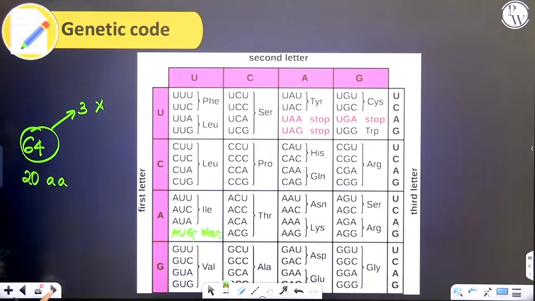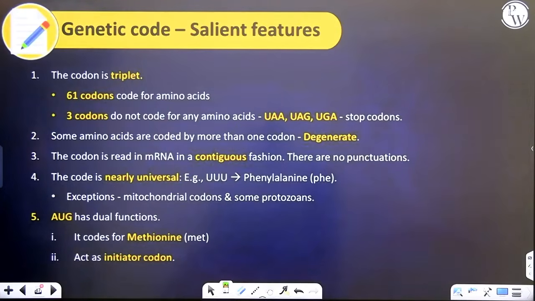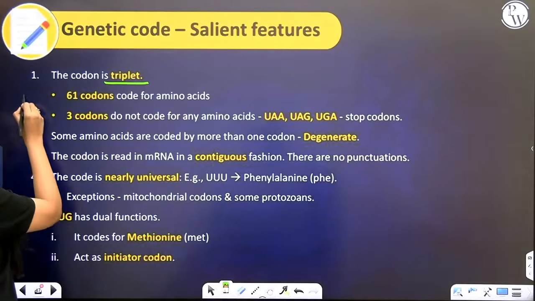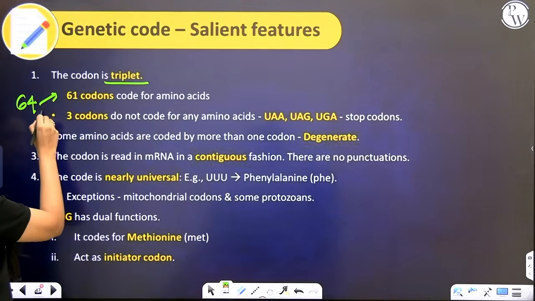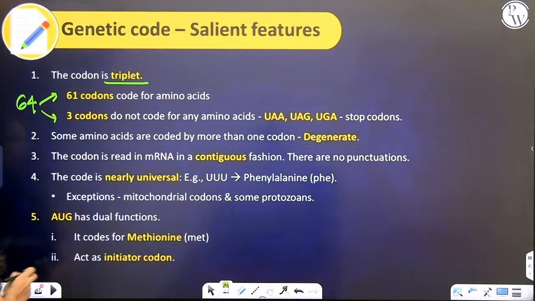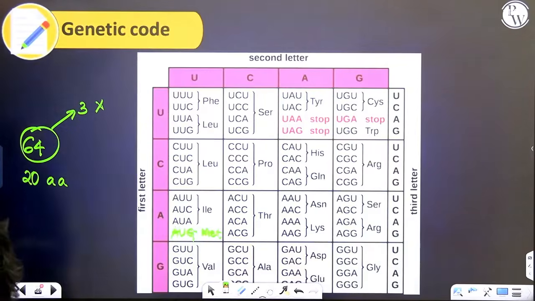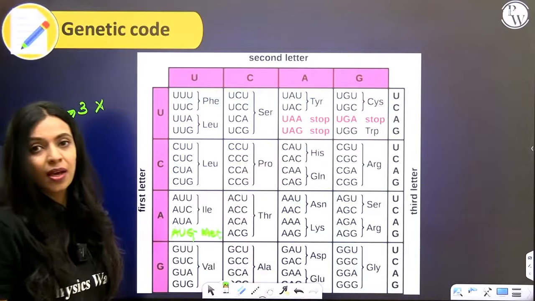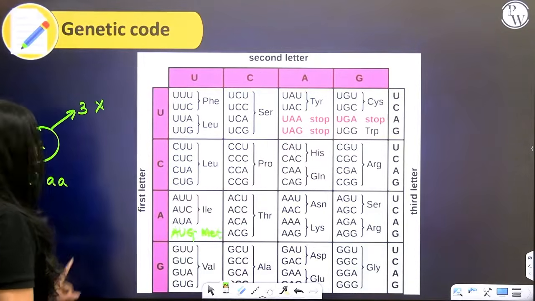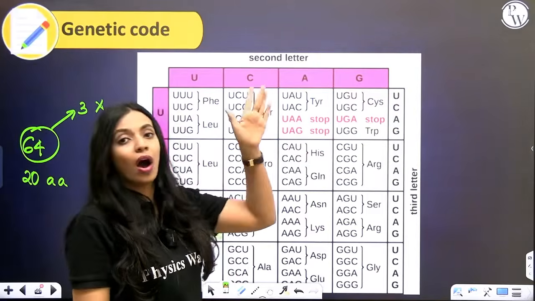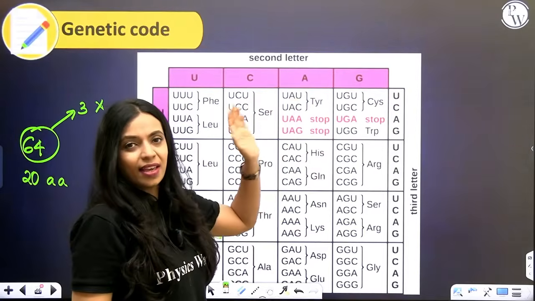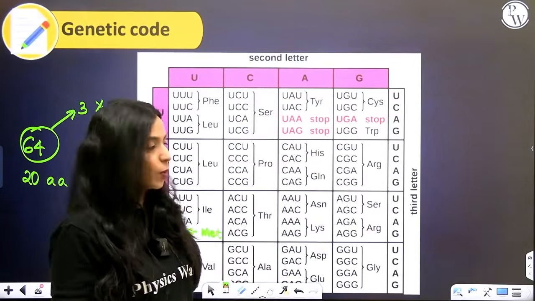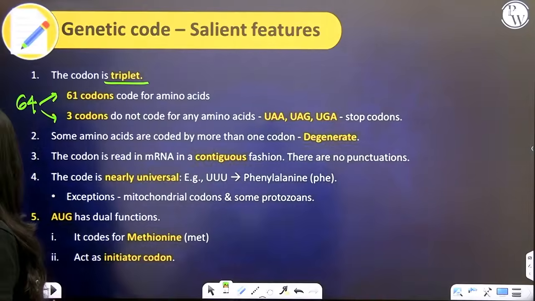Okay. So let's learn about some features of the genetic code. Firstly, it is clear now that the codon is triplet. Out of 64 codons, 61 code for amino acids and 3 codons do not code for anything. Which are those 3 codons? UAA, UAG, UGA. One easy way to remember this is that UAA is you are away, UAG is you are gone, UGA is you go away. Okay, so that's one way to remember these 3 codons.